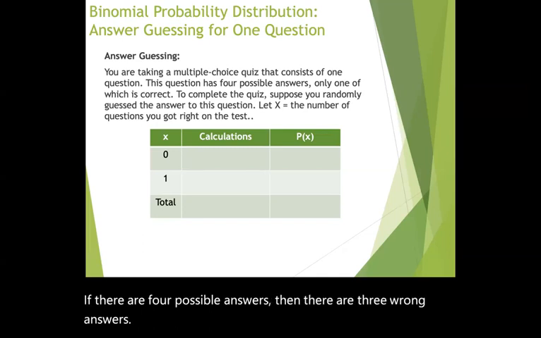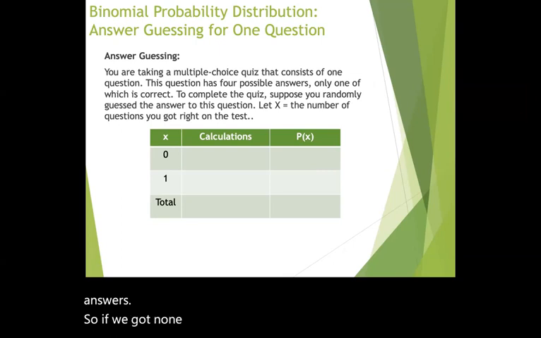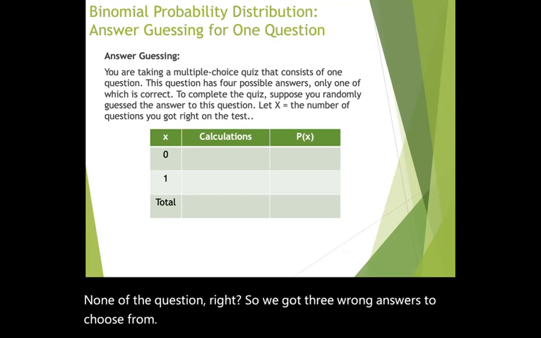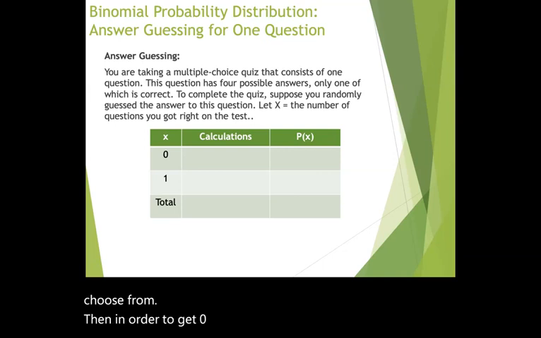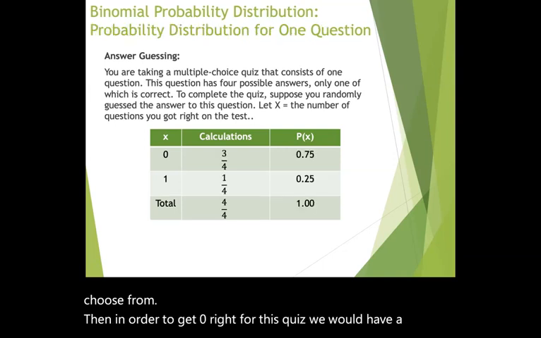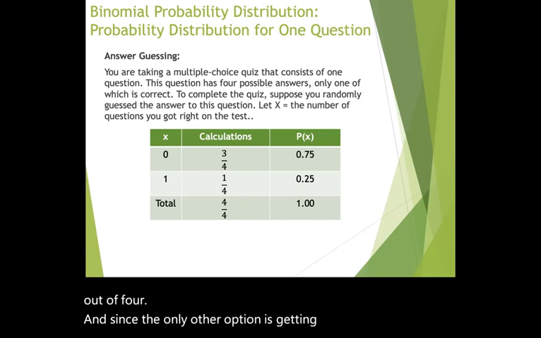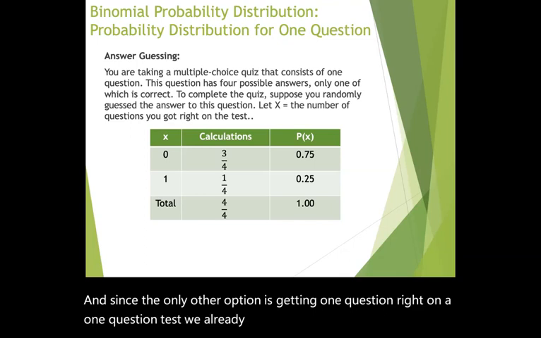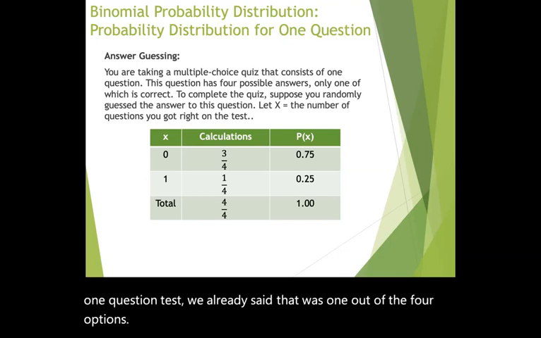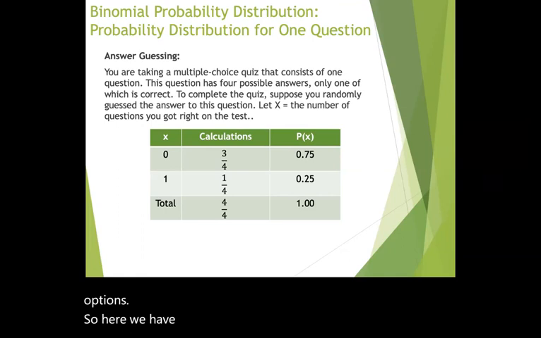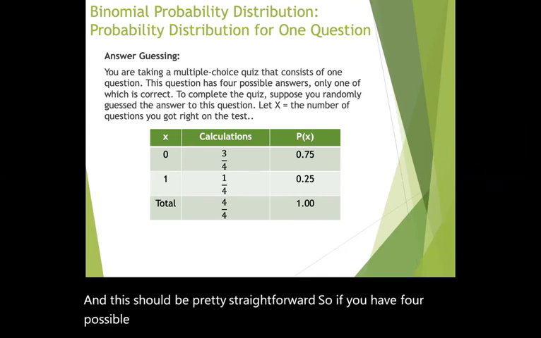So if we got none of the questions right, so we got 3 wrong answers to choose from, then in order to get 0 right for this quiz, we would have a 3 out of 4. And since the only other option is getting 1 question right on a 1-question test, we already said that that was 1 out of the 4 options. So here we have a probability distribution for a discrete random variable X. And this should be pretty straightforward. If you have 4 possible answers, there are 3 wrong and there's 1 right.